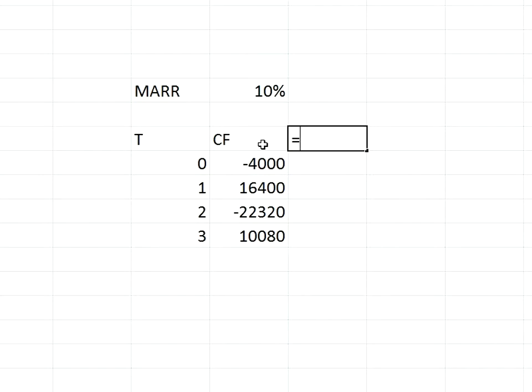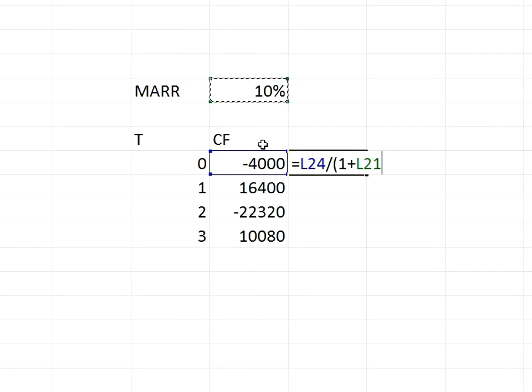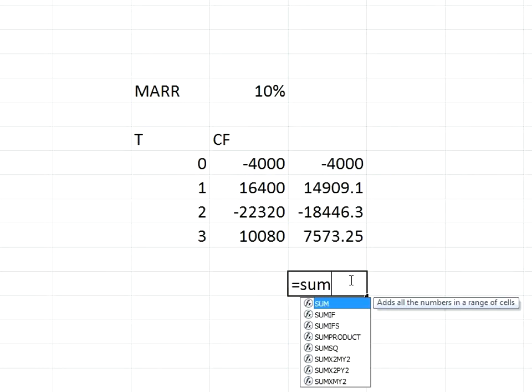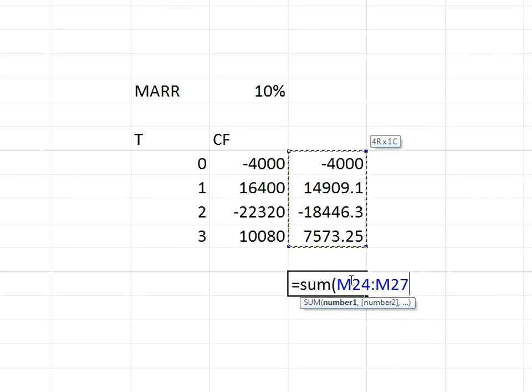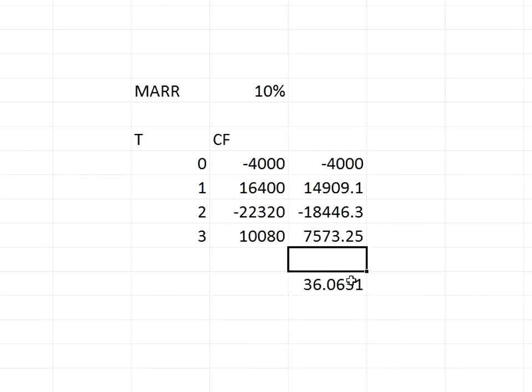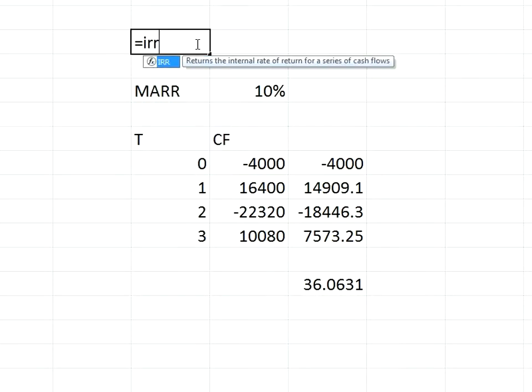If we use the minimum attractive rate of return of 10%, each one of the cash flows, as we've done in the past, is divided by (1 + the interest rate) raised to the t, and then we calculate the sum, and we find the present worth to be $36.06. So far that's fine. We can probably compute the internal rate of return of the project.